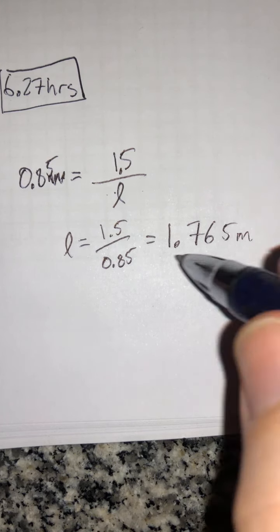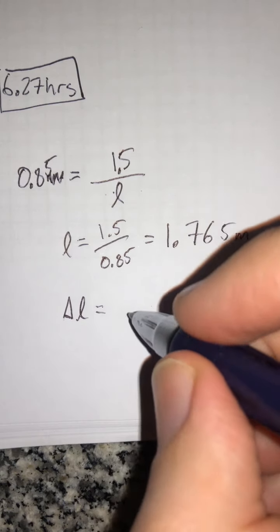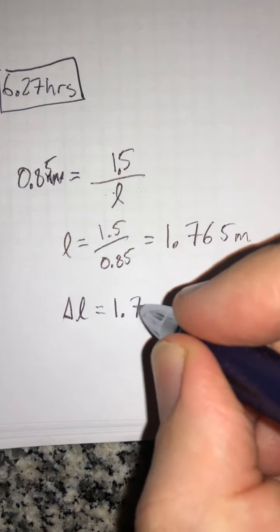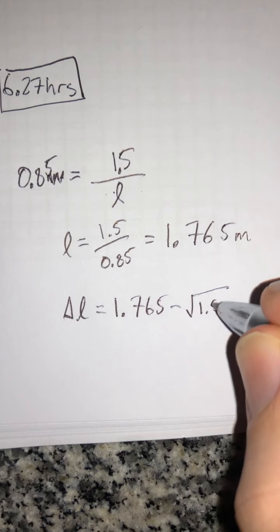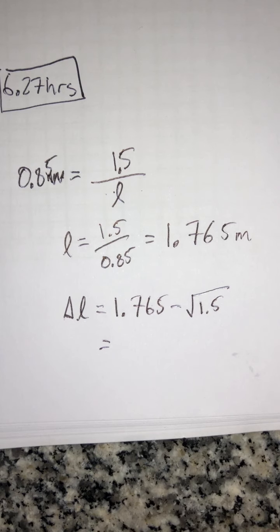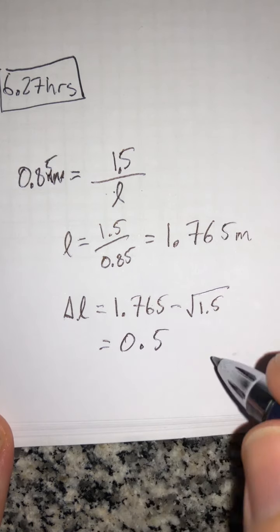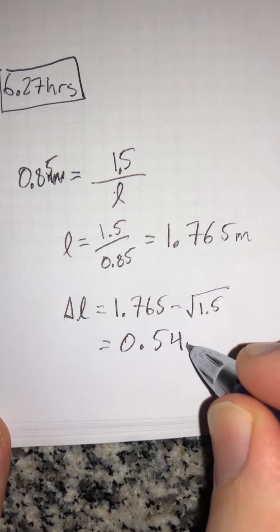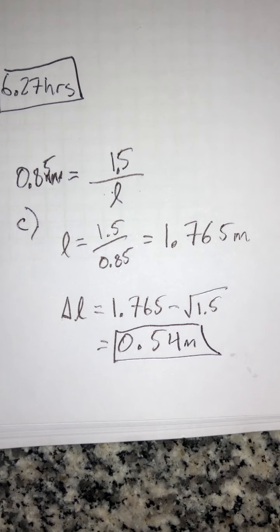So what I'm going to do is I'm going to take this. My change in length is going to be equal to 1.765 minus the original length, which is the square root of 1.5. So that minus the square root of 1.5 gives me 0.54. Again, meters. So this is going to be my change in length. This is letter C. So there you go.